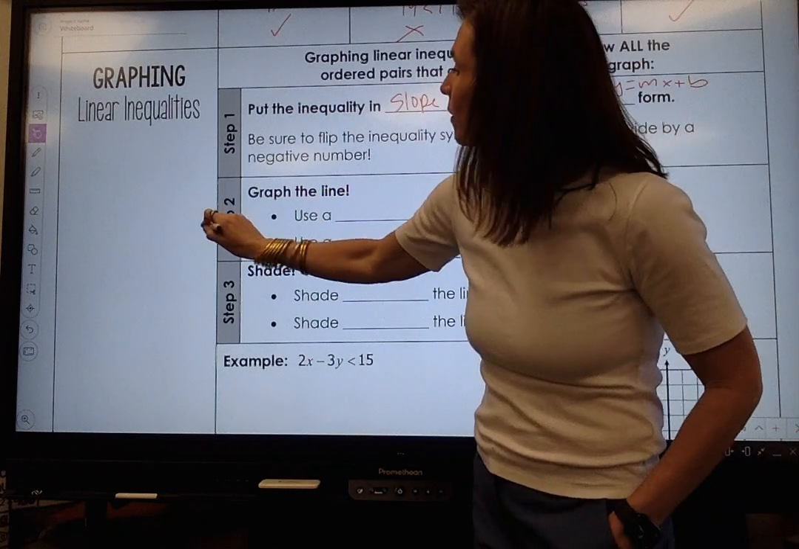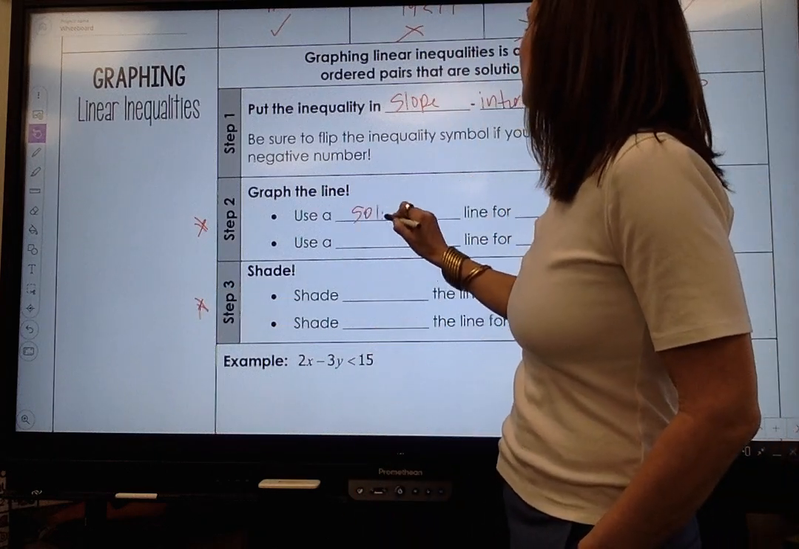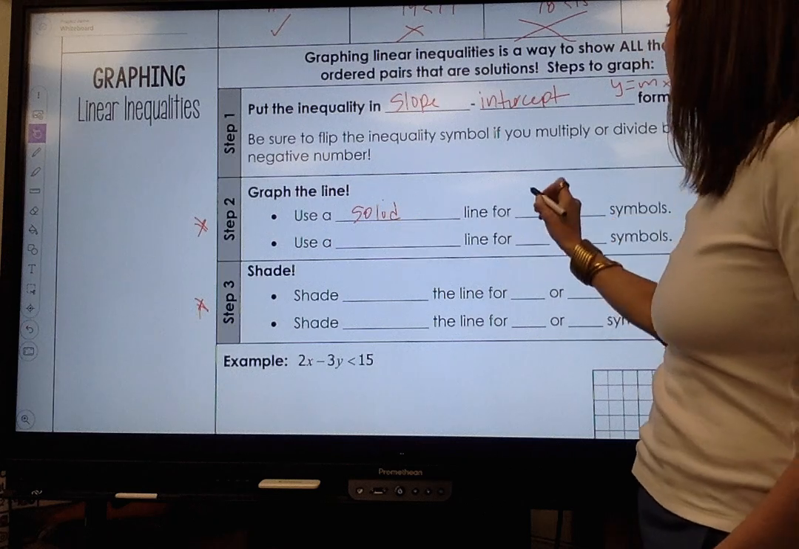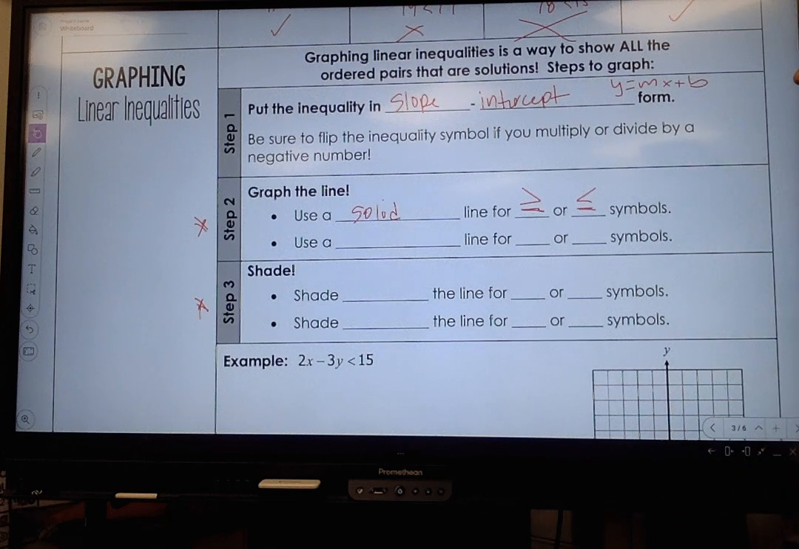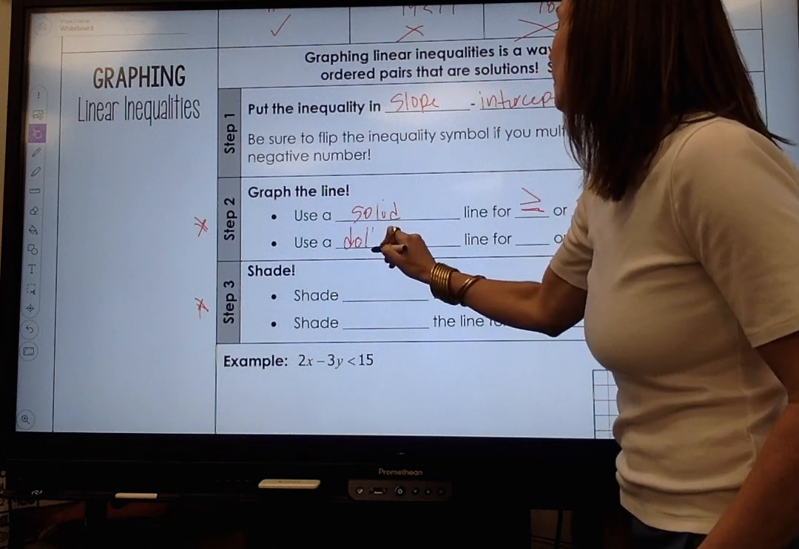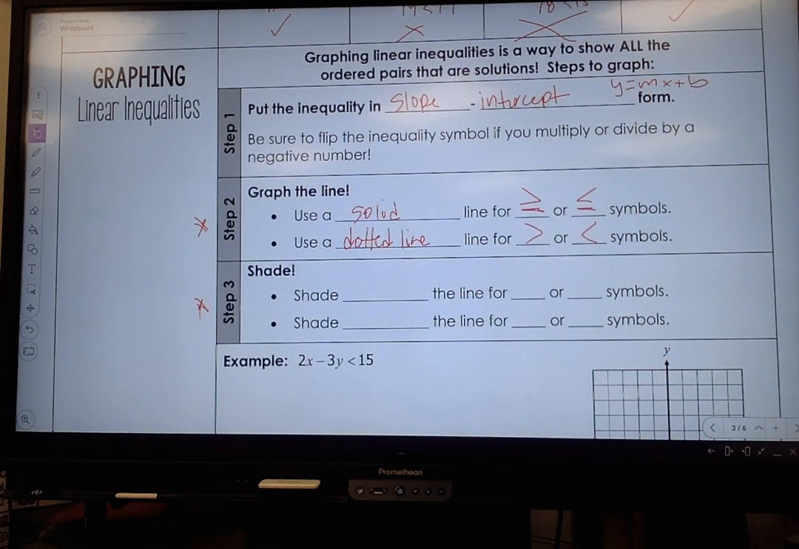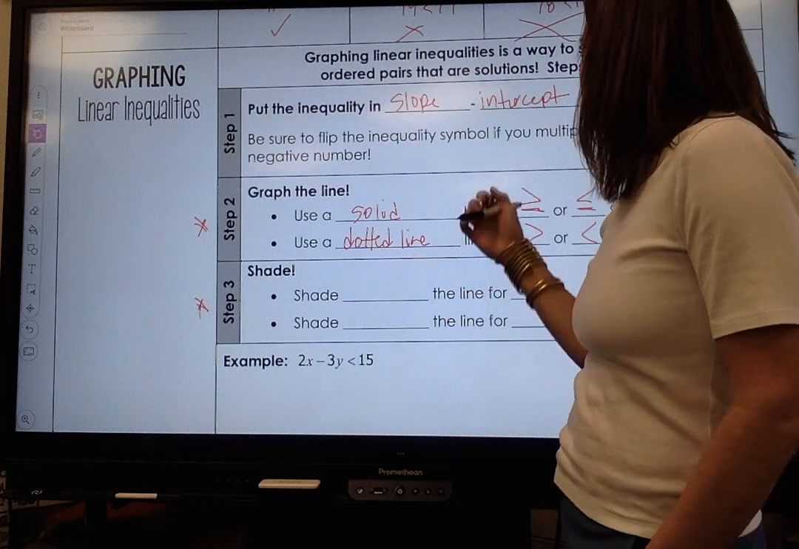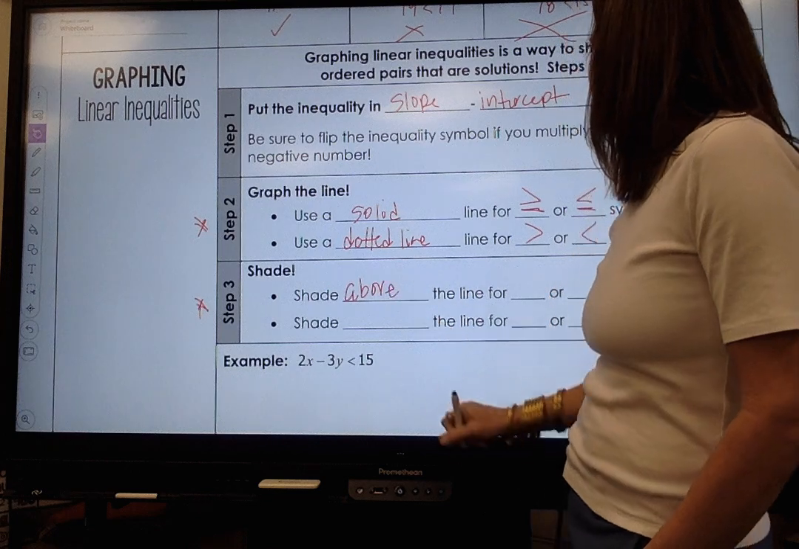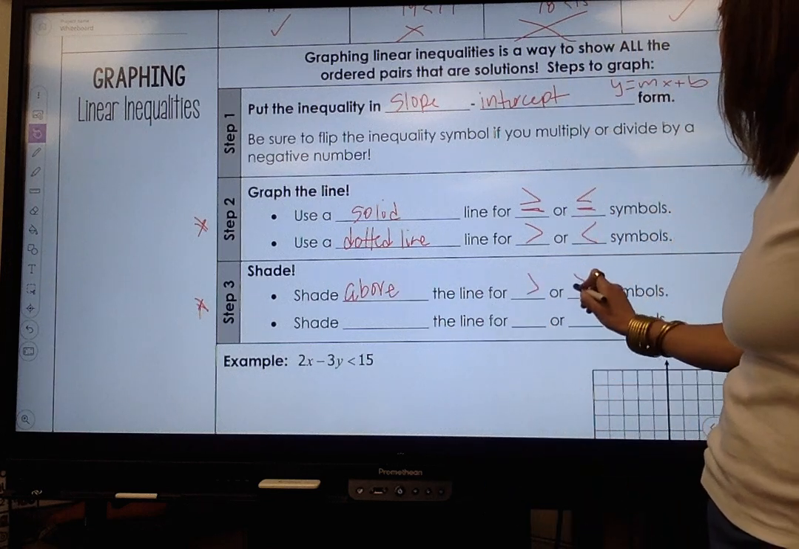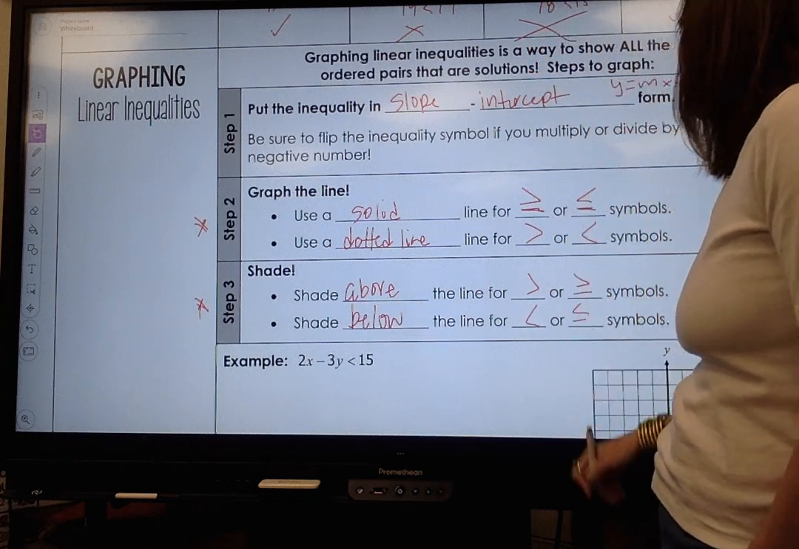Now, here are the new parts for you, okay? You use a solid line for less than or equal to, or greater than or equal to symbols. You use a dotted line for greater than or less than symbols. Now, the shading. We shade above the line for greater than or equal to, and we shade below the line for less than or equal to.